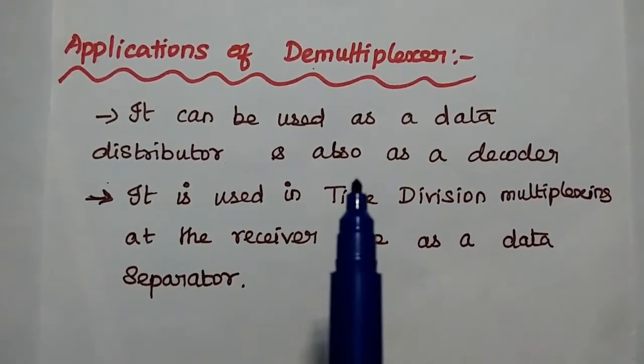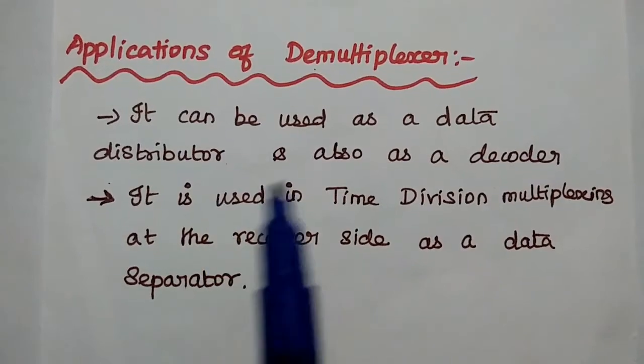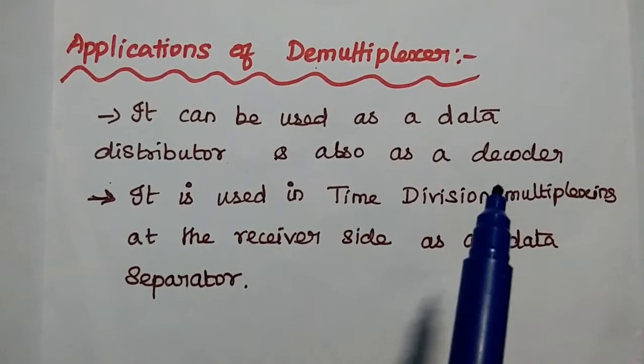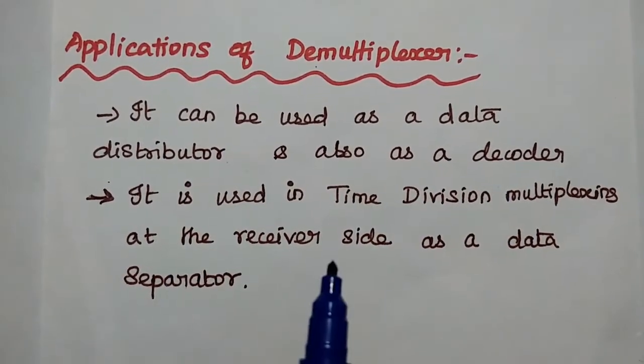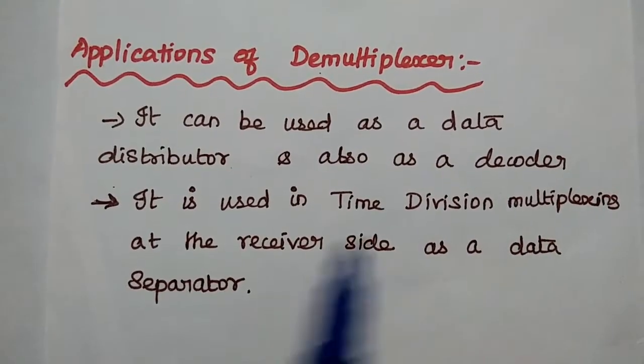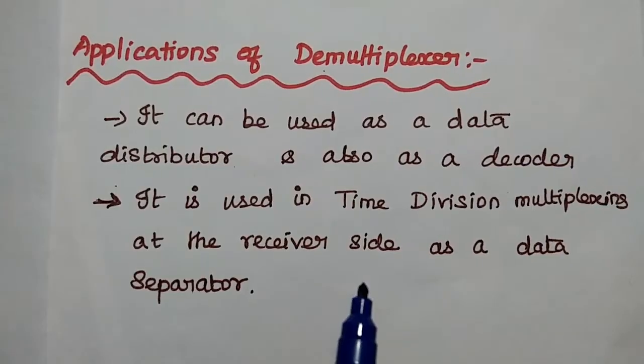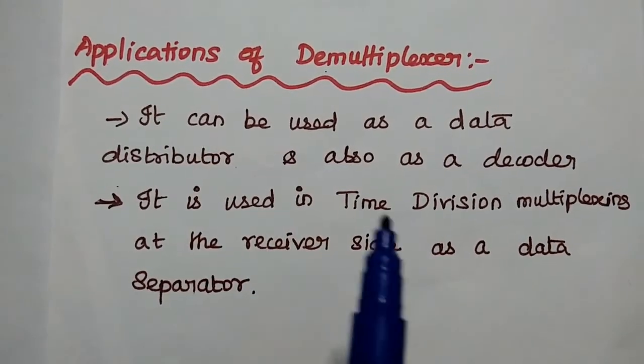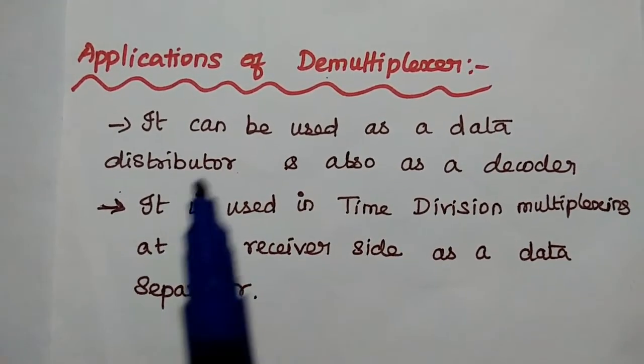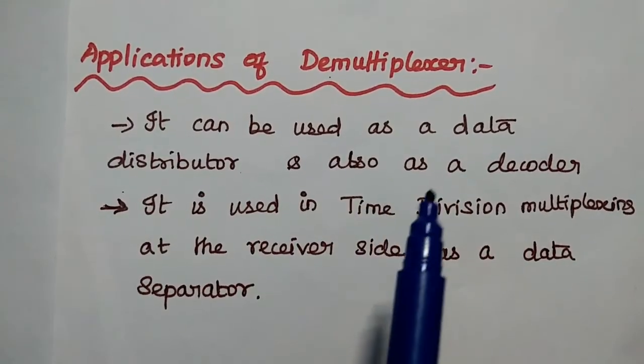Demultiplexers can be used as a data distributor and also as a decoder. They are widely used in time division multiplexing at the receiver side as a data separator. So wherever we want to distribute the data from a single line, we can use this DEMUX circuit.